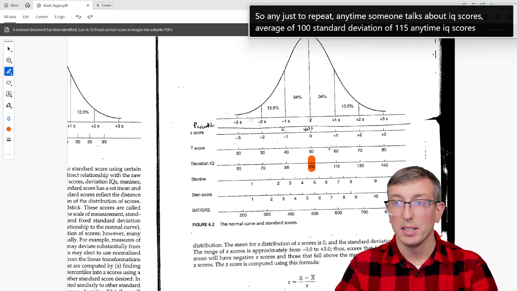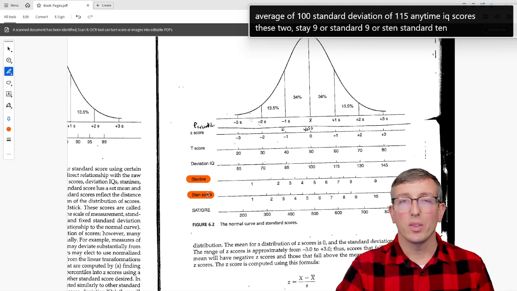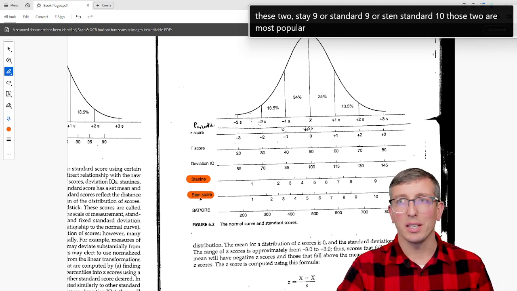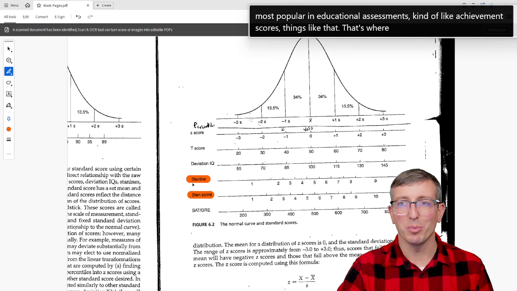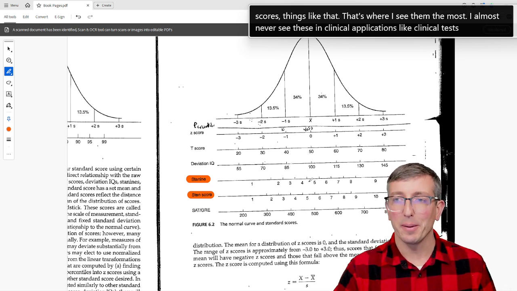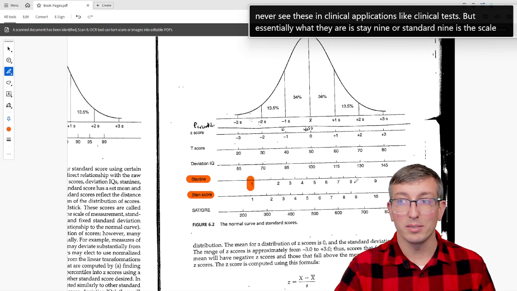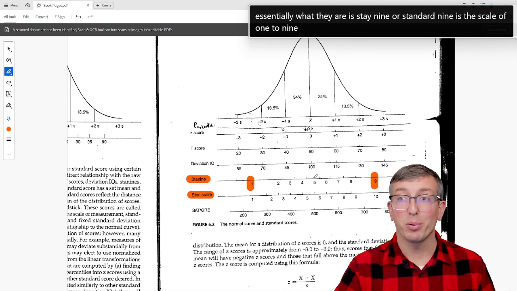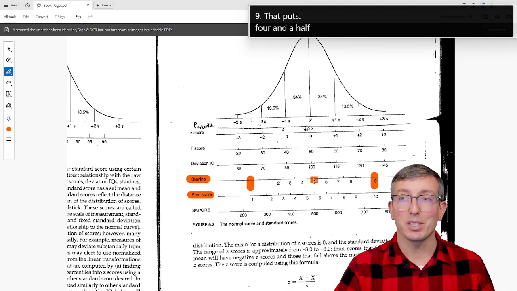These two, stanine or Standard 9, or STEN, Standard 10, those two are most popular in educational assessments, kind of like achievement scores, things like that. That's where I see them the most. I almost never see these in clinical applications, like clinical tests. But essentially, stanine or Standard 9 is a scale of 1 to 9. That puts 4.5, or 5-ish, right in the middle.